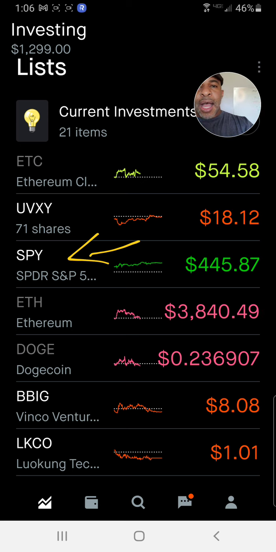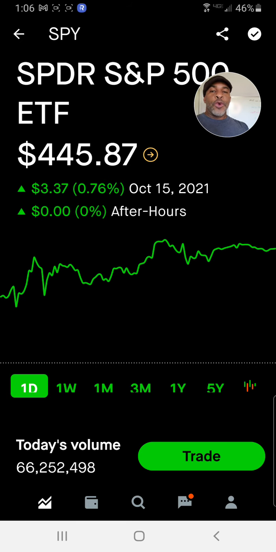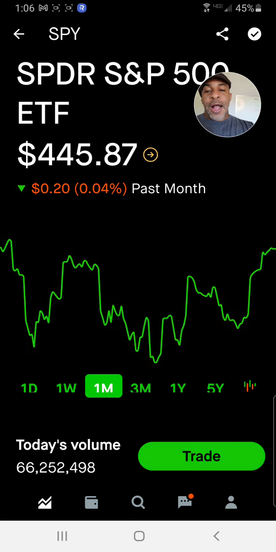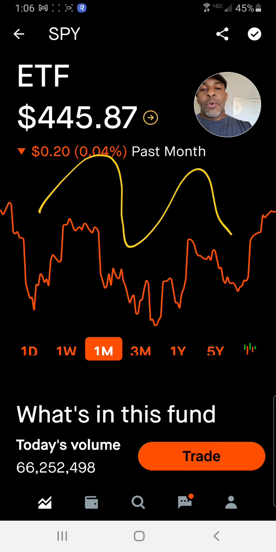Now, as an inverse index, like the word dictates, these two indexes are opposite of each other, meaning that when the SPY goes up, the UVXY will typically go down in proportion to what the SPY is doing. The SPY is an index, and an index is a grouping of stocks. For the SPY in particular, it's to judge the health of the financial market. It's a way to dictate how the market's doing. As you can see in this month view, it's been a rocky road. You can see it go up, down, what have you.